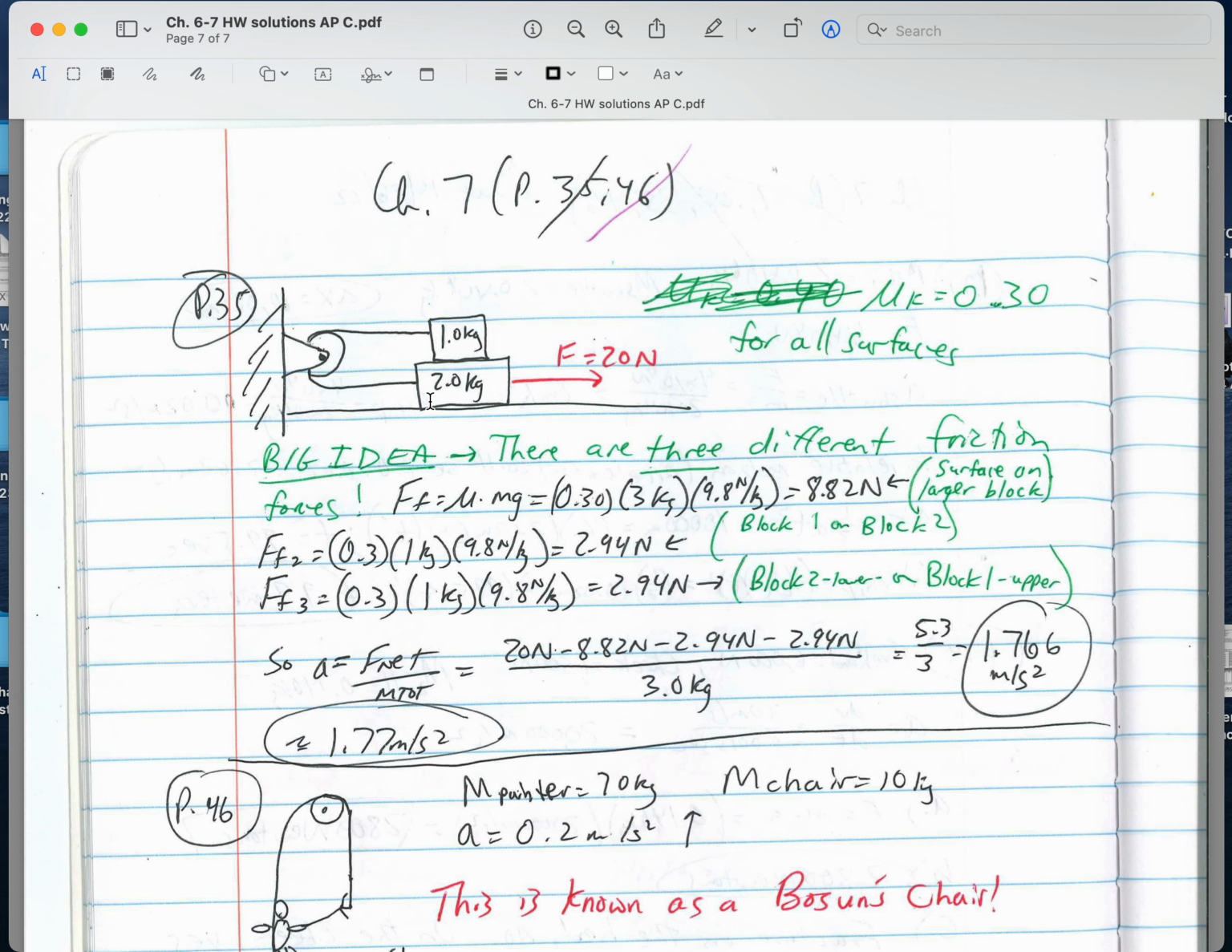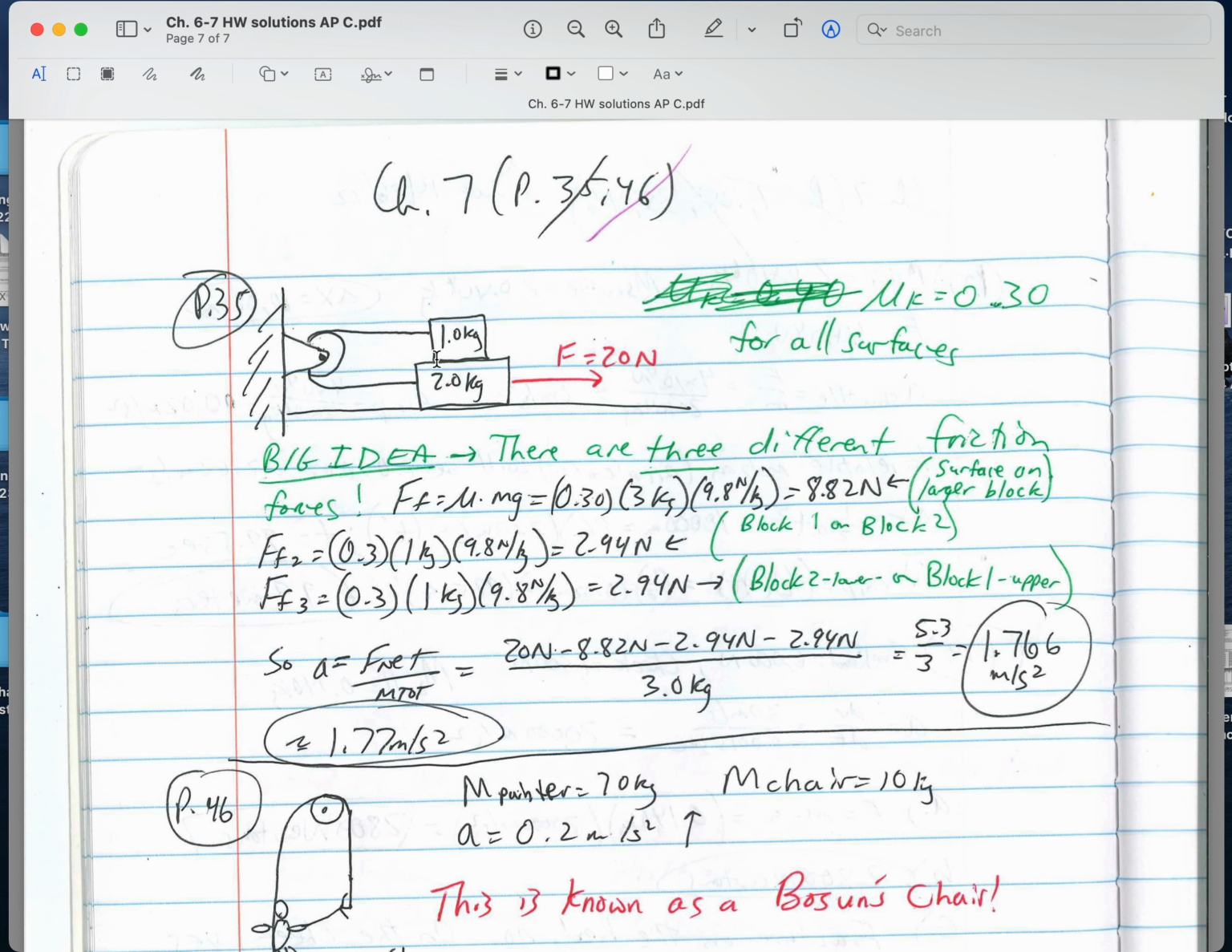So you can't just do 20 newtons divided by 3. There are actually 3 friction interactions. There's the friction of the surface on the larger block. Well, that's mu times mg, and that m is the mass of both blocks because that's the normal force on this surface. That's 8.82 newtons, and that's acting to the left on this block because it is accelerating to the right.